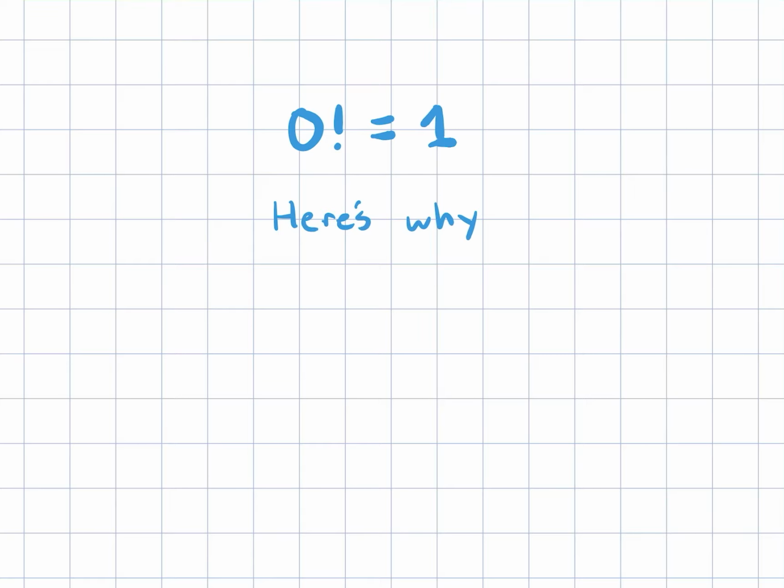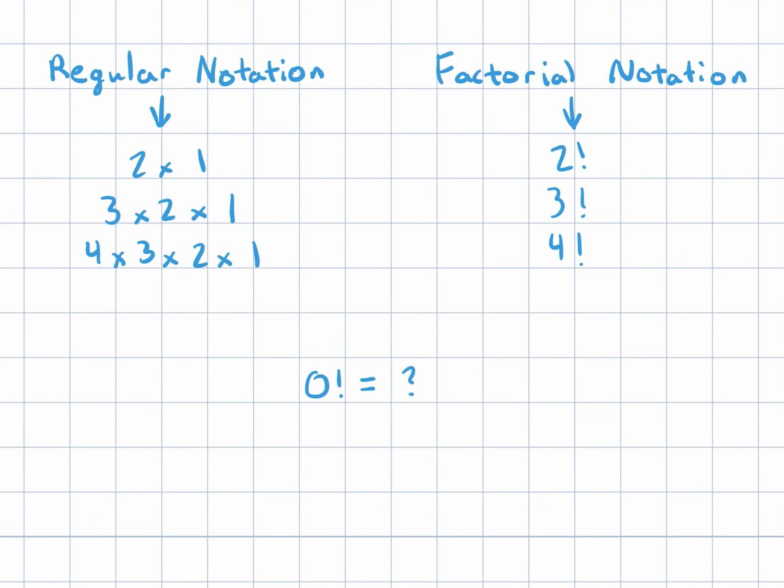0 factorial is equal to 1, and here's why. So the question of 0 factorial is kind of tricky because of how factorials work. For example, 2 factorial would be notated like this with an exclamation point, or exclamation mark, which would be all the natural numbers starting at 1 and going up to your selected number, which in this case is 2, multiplied together. So it'd be 2 times 1, which is just 2.